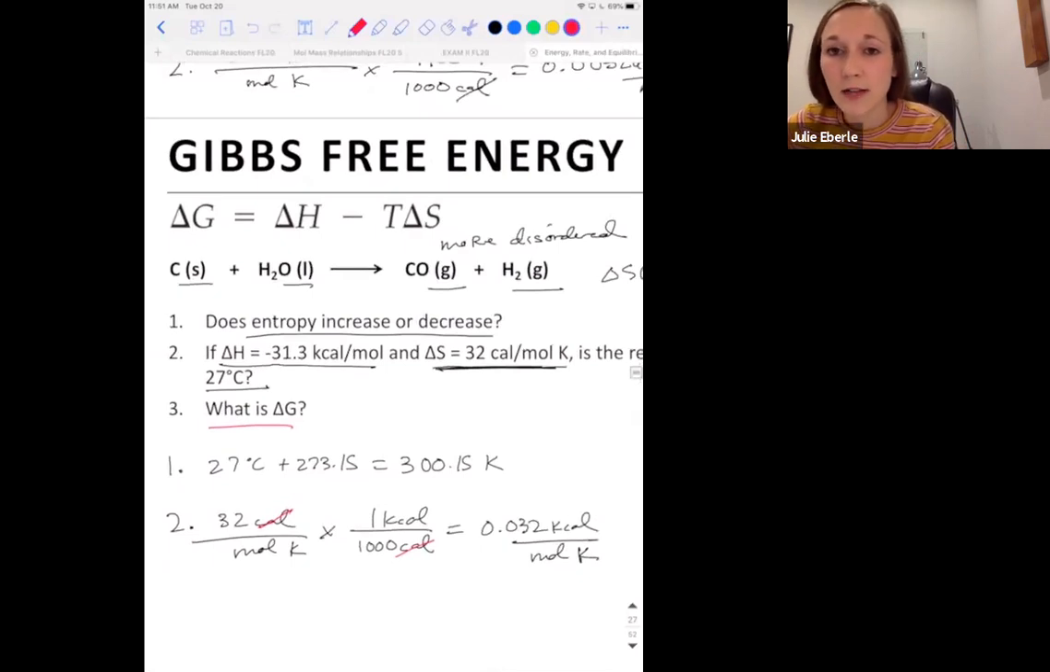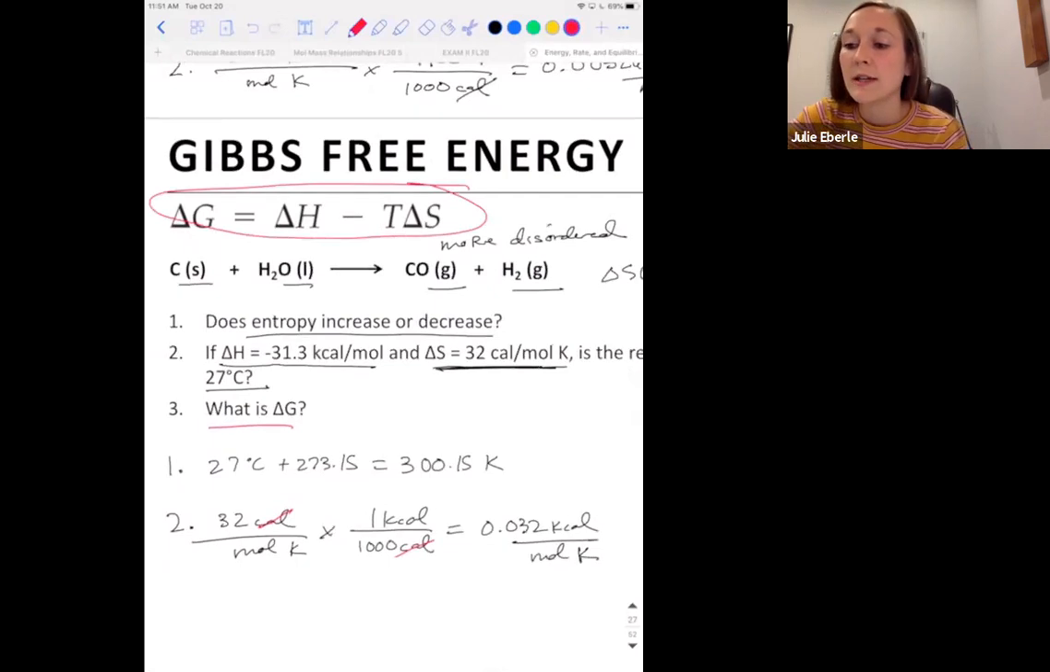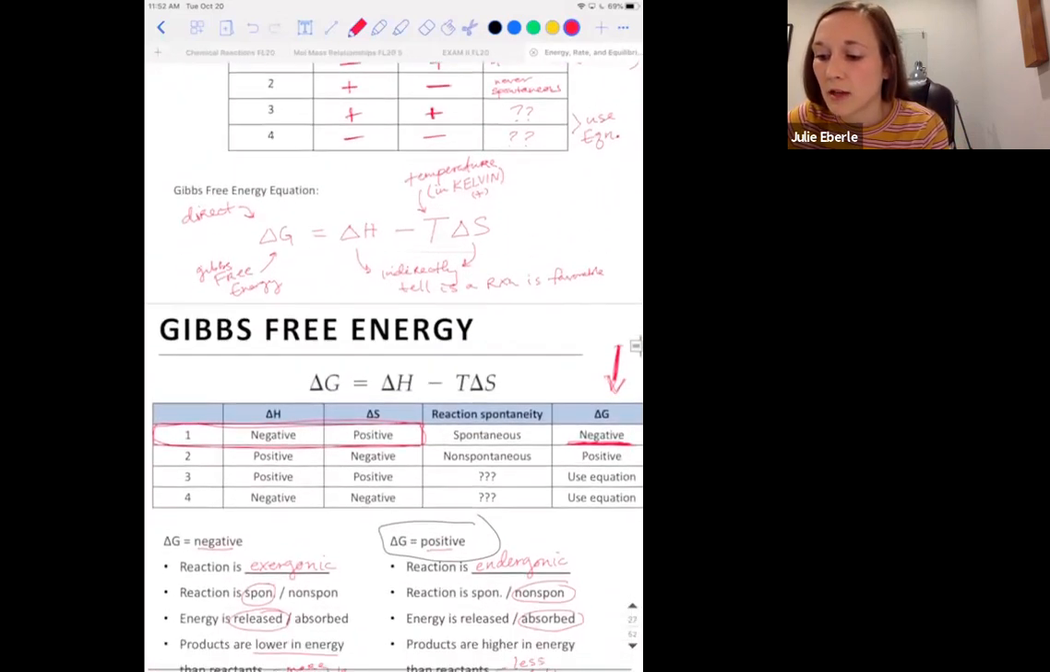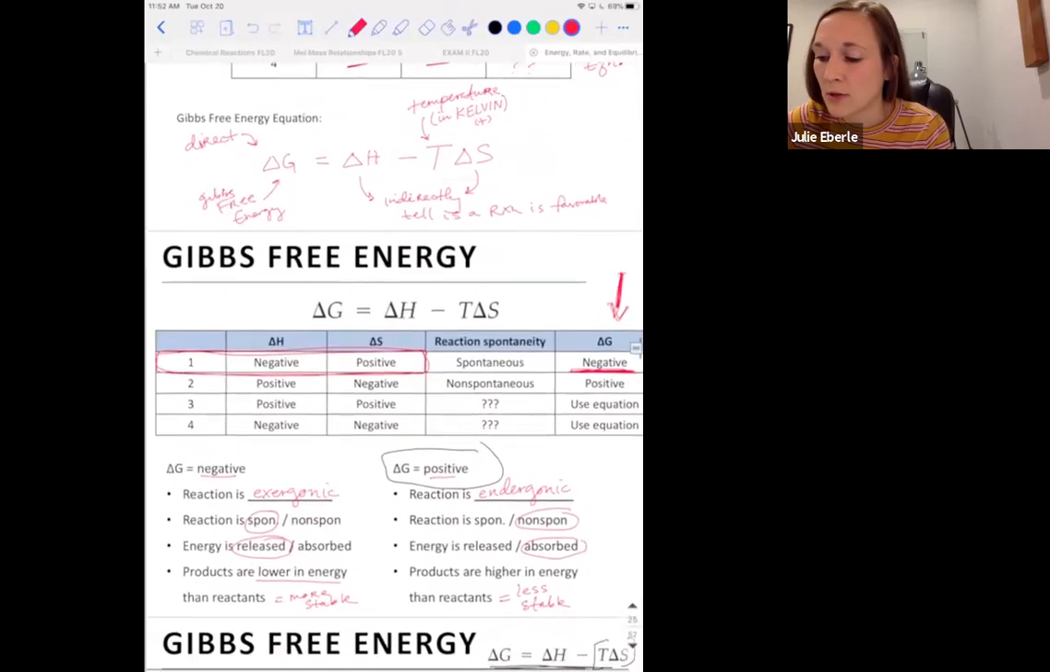Now that we have those 2 things done, we can just plug them into the equation. Where's our equation? Here it is. Delta G equals delta H minus T delta S. You will totally have this on your resources page for exam 3. And you'll need to make sure you have quick access to the table up here. One of these 2 tables. Okay, probably this bottom one. It's more comprehensive.